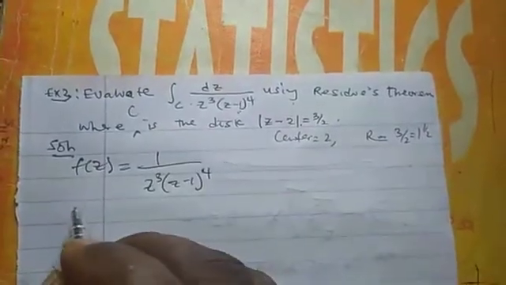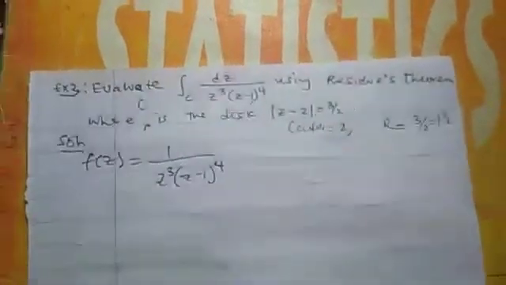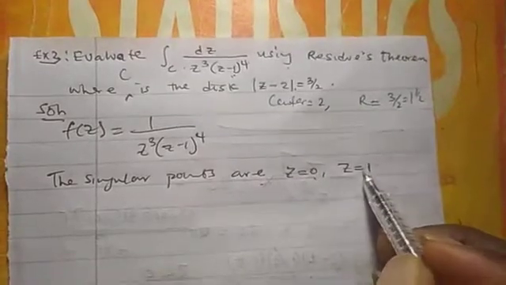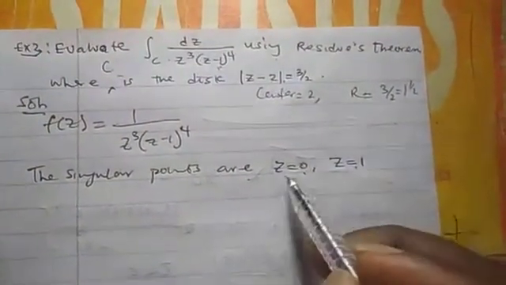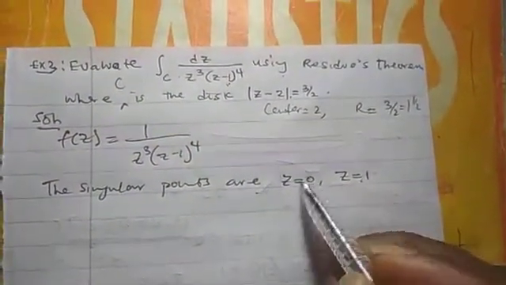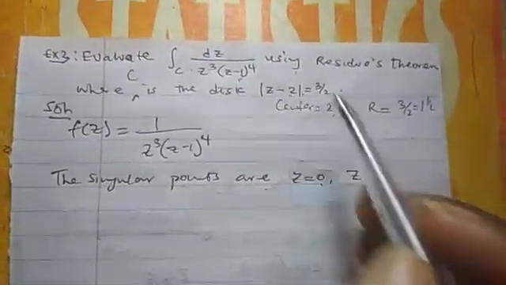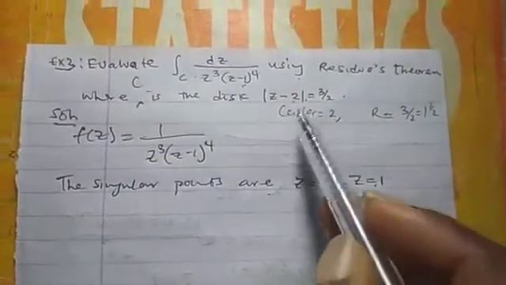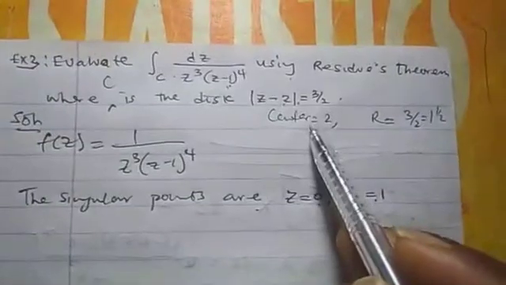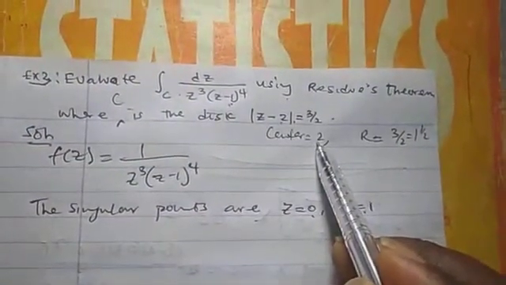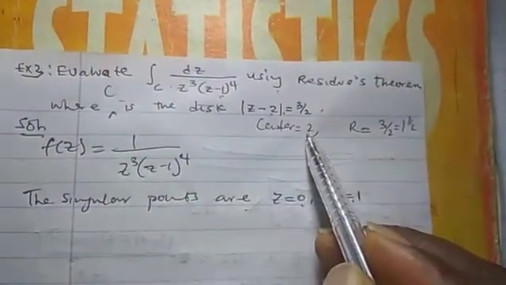So the singular points are z is equal to 0 and z is equal to 1. But the question is, can these two lie inside this disk? We must first take note. So you need to draw the circle on your own. You draw the circle with center 2 and radius half, but I've done that here.